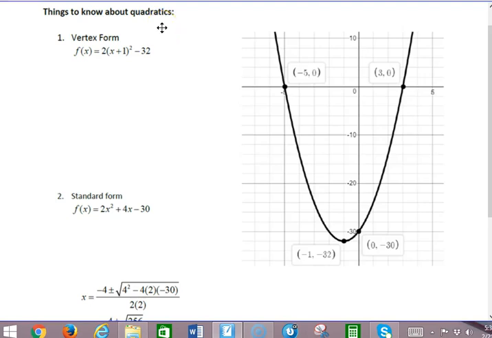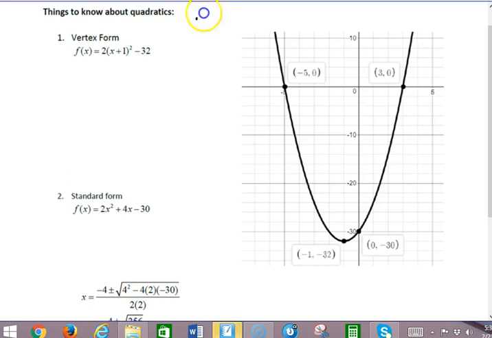We need to know some things about quadratics in order to move into our unit on polynomials and rational functions. So let's just review a few things to know about quadratics. First of all, vertex form is a transformation of a quadratic.